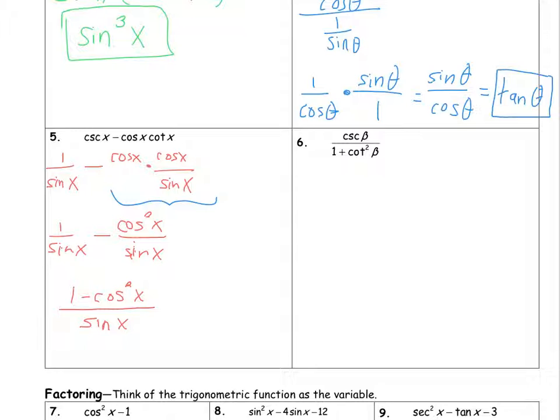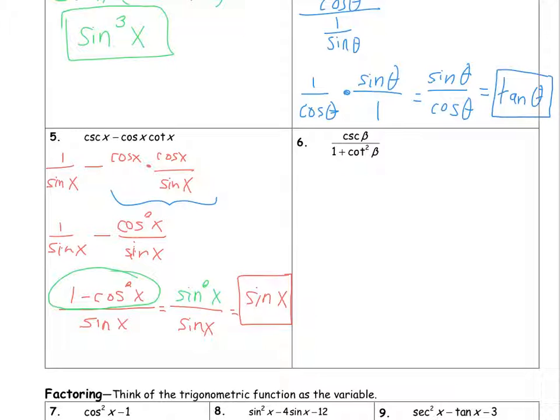Here we go again, ladies and gentlemen. What do we know about this right here? 1 minus cosine squared x is a Pythagorean identity. It is equal to sine squared x. And I still have my denominator of sine of x. Let me put an equals there. And what happens now? I simplify it up. Sine squared x divided by sine x is equal to sine x over 1, which is just sine of x.